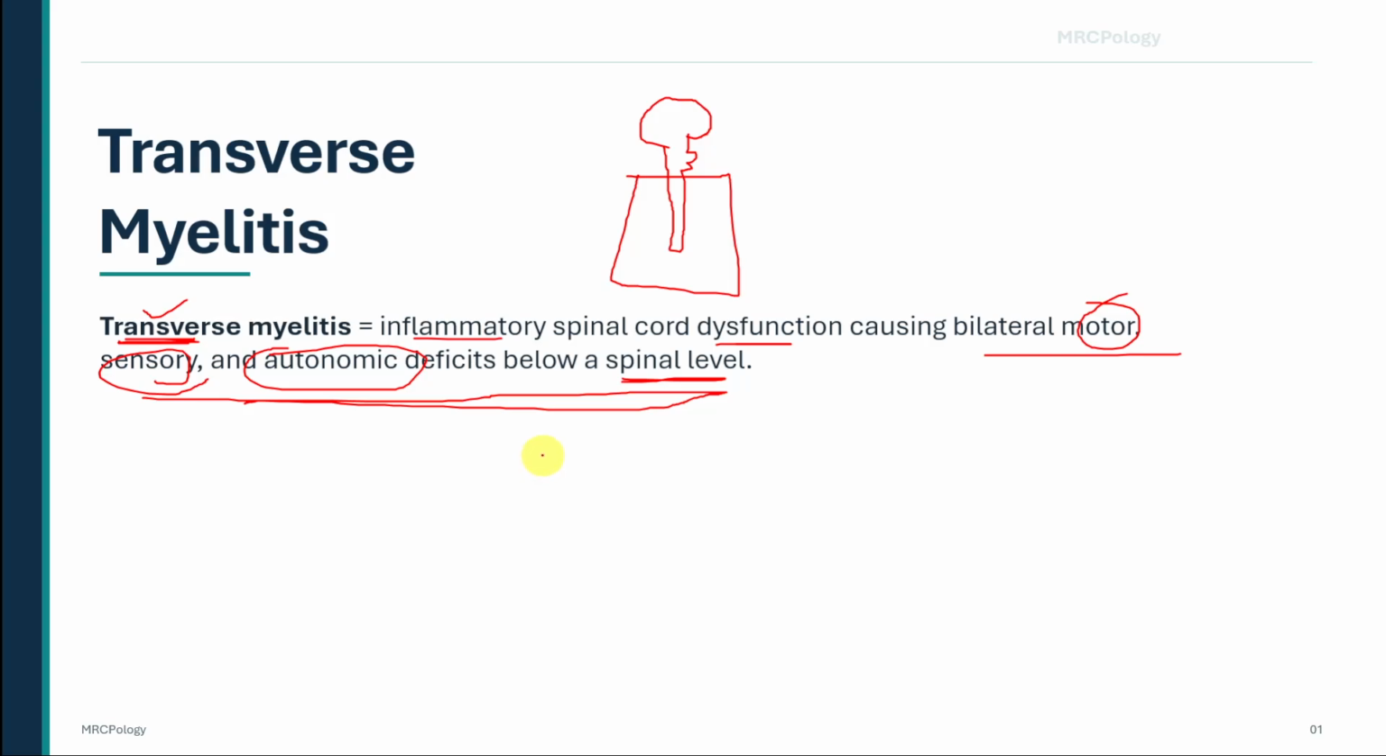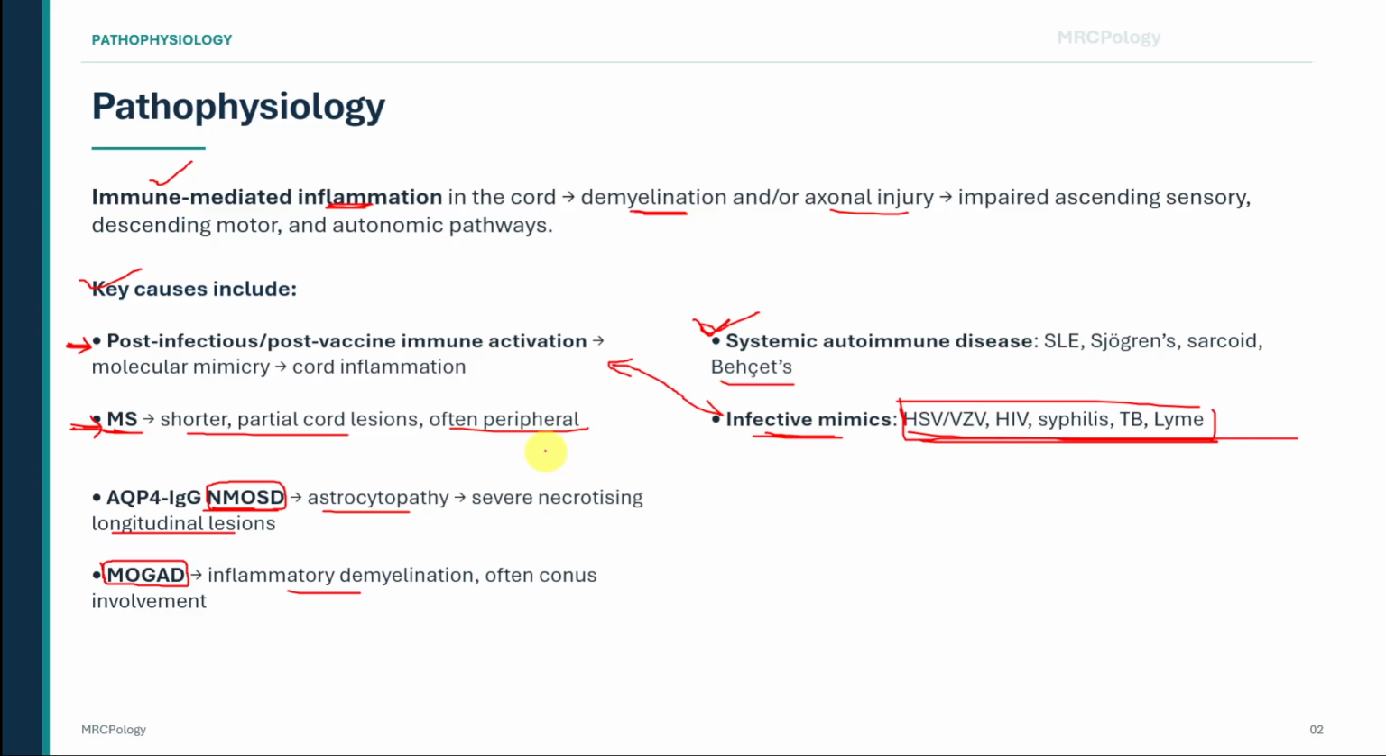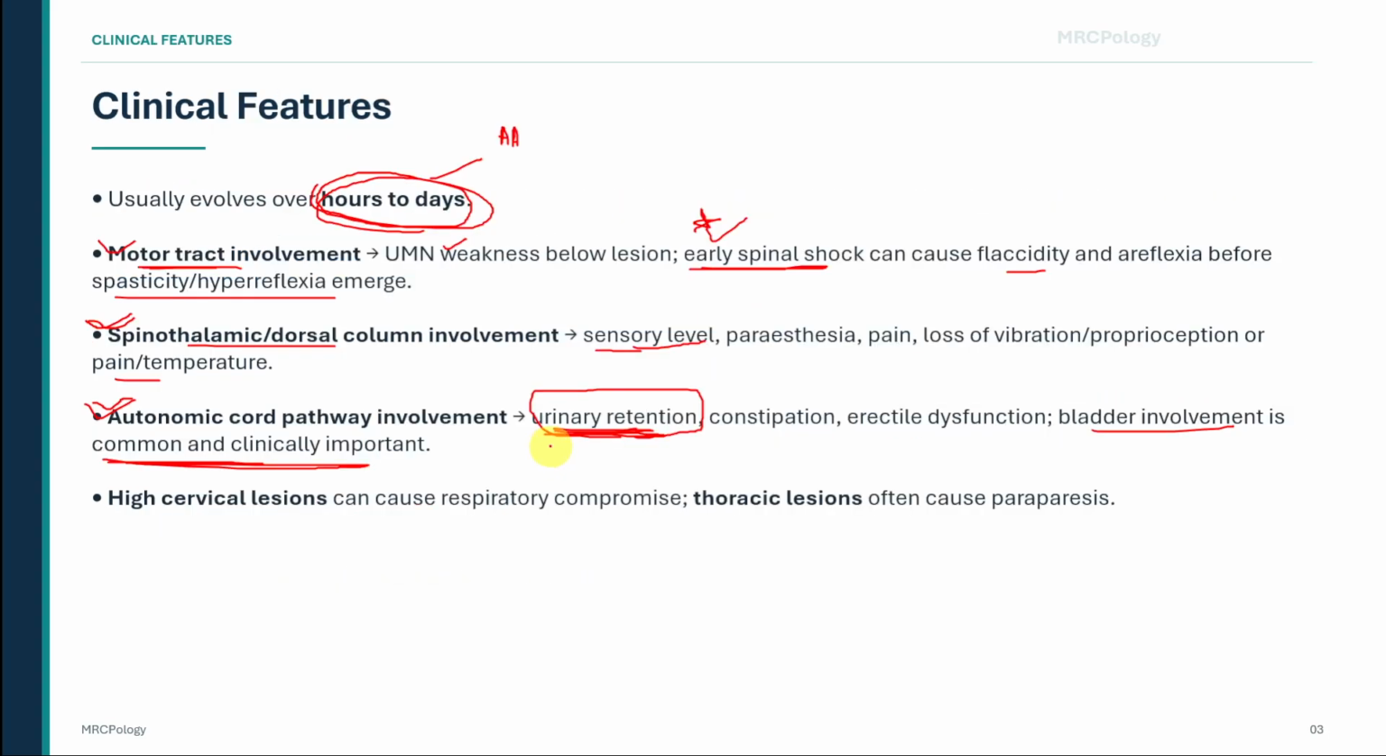Quick recall. A patient develops bilateral leg weakness over 2 days, a sensory level at the umbilicus, and urinary retention. Early reflexes are reduced, but plantar responses later become extensor. Why can the early examination be misleading? The answer is acute spinal shock can initially cause flaccidity and areflexia before the expected upper motor neuron signs of corticospinal tract involvement emerge.